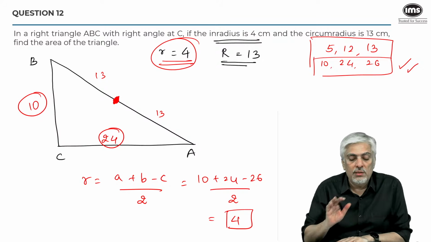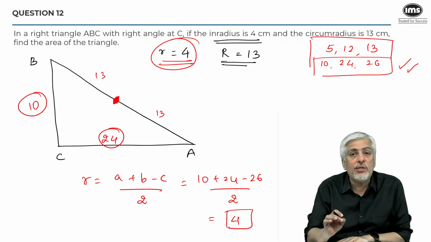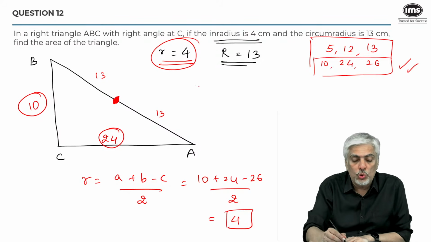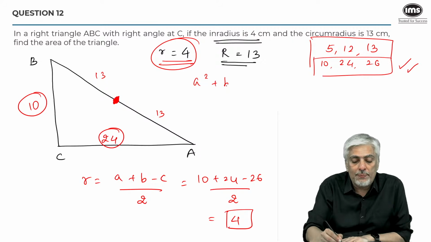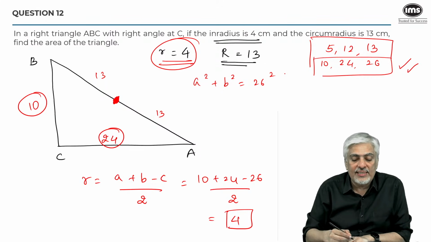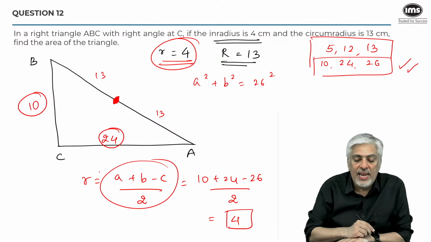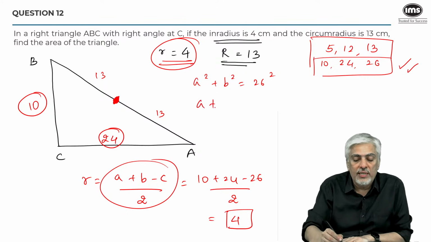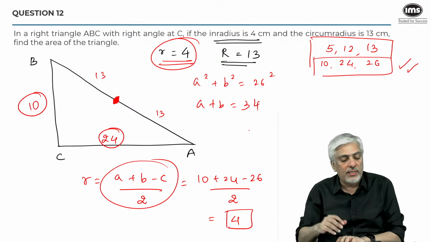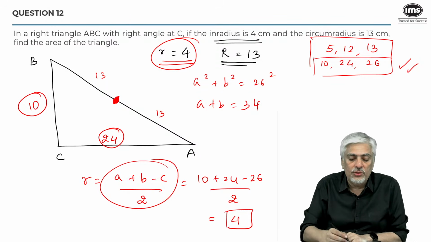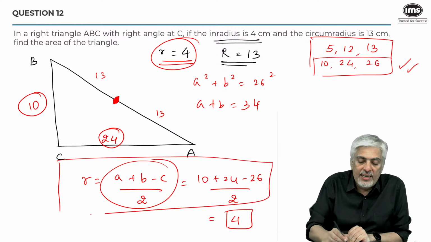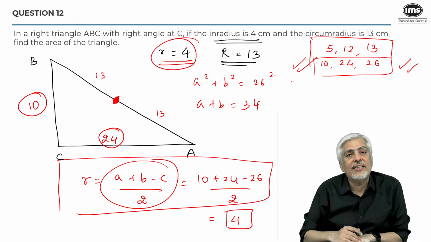No. If you were doing this question normally, like a school student, you would have taken one of them as a and the other as b. So you get a square plus b square is 26 square, equation number 1. And the second equation you would have got from here, a plus b is equal to 34, and then solve it, get a quadratic equation and solve it. But please, you should not be doing any such thing, not needed. You should remember formulas and you should be applying them directly.